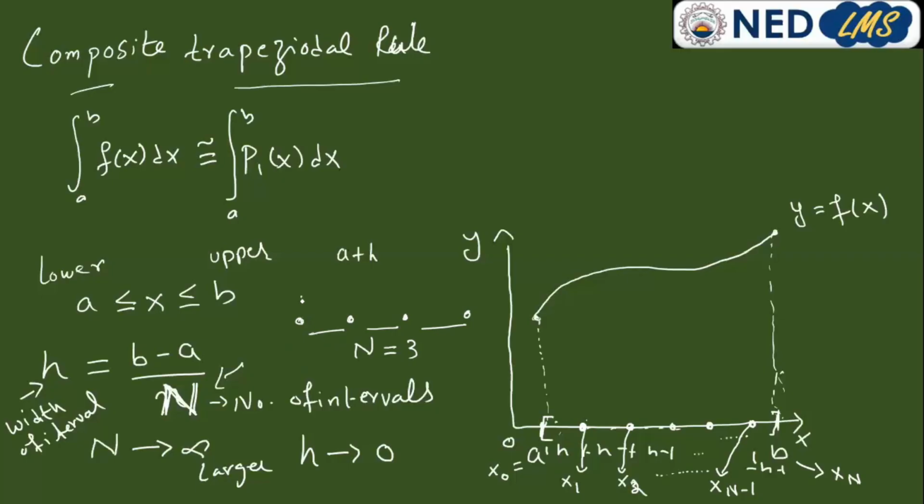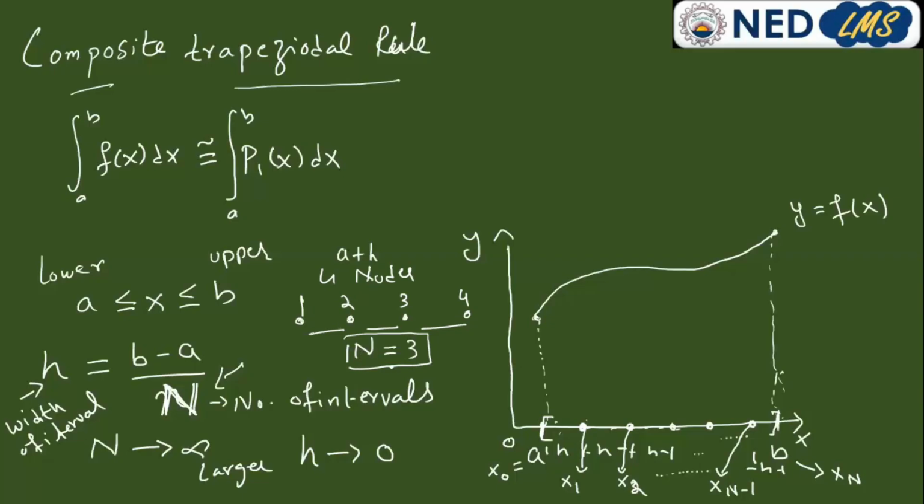I have node 1, this is node 1, this is node 2, this is node 3, and this is node 4. So if I have n intervals, that is three intervals, I will have four nodes. Nodes means points, x coordinates. Four nodes. So can you generalize it? For example, if I ask you, if I have five intervals, that is n is 5. So how many nodes do I have?